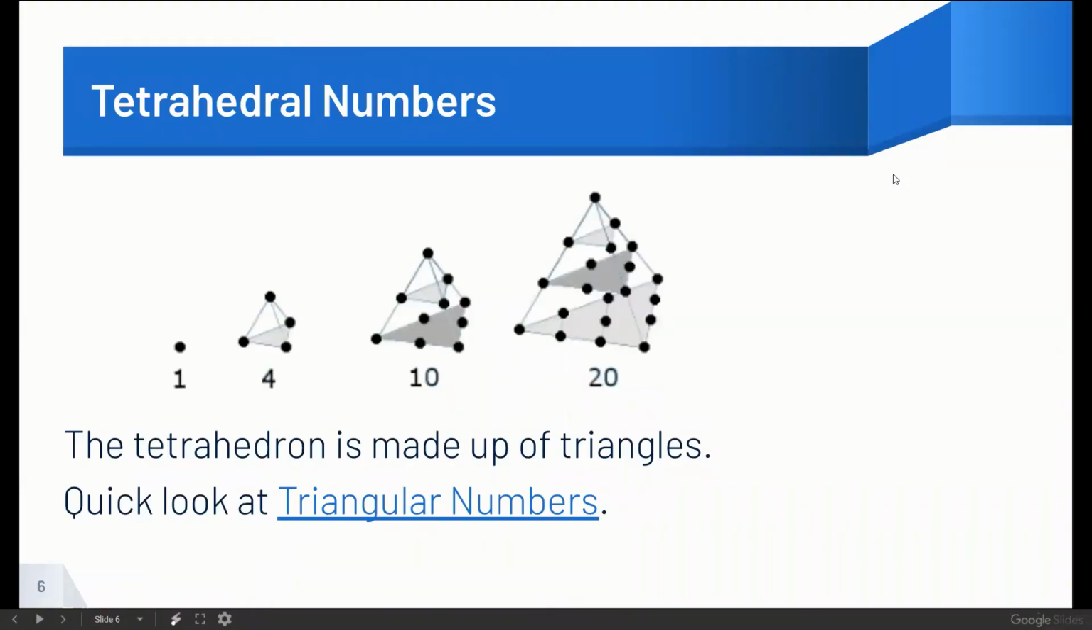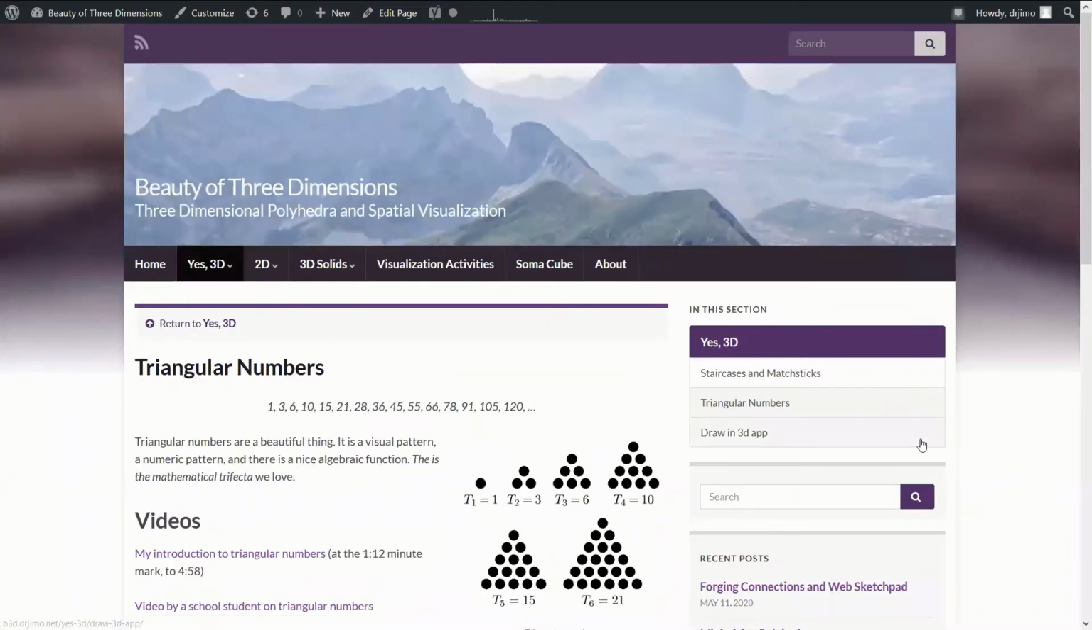The first thing we need to look at is the tetrahedral numbers. A tetrahedron is a triangular pyramid. The Egyptian pyramids have a square base. These tetrahedrons have a triangular base, and they're made up of triangular numbers. So let's take a quick peek at some triangular number information.